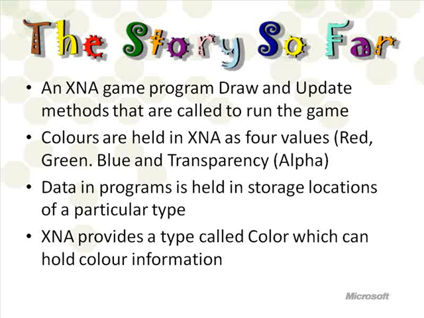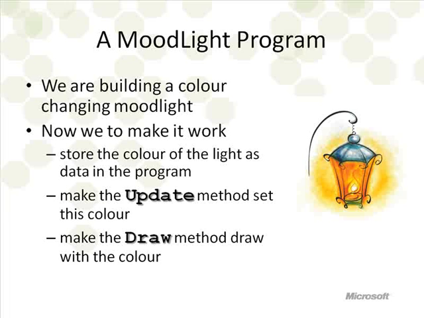We know that within programs data is held in a location of a particular type. So color is held in a color variable, the int type can hold a number, and so on and so on. And XNA provides this color type and we're going to be using that to actually manipulate the colors of the lights in our program. So this is where we're headed. We're building a color changing mood light, and so we have 2 jobs to deal with. We have an update method which sets the color you want to see on the screen, and a draw method that will draw the screen with that color.